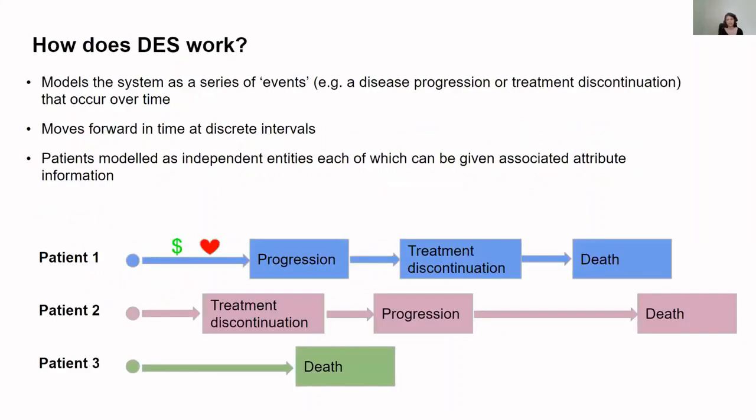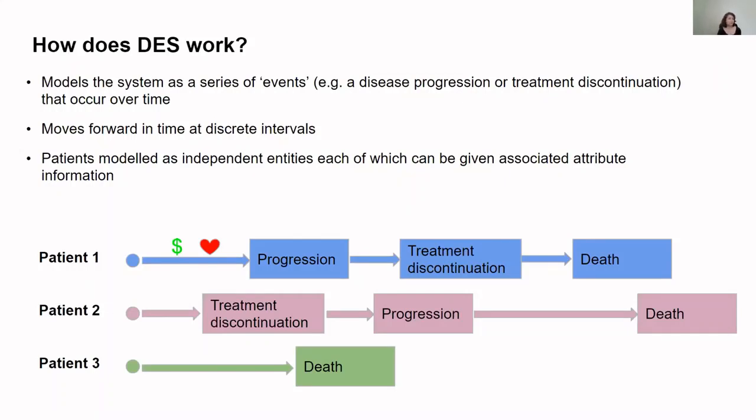So just to give a high-level explanation on discrete event simulation for those that are not very familiar with this methodology. Basically, this is a method that simulates a disease as a series of events that are happening over time. Events could, for example, be treatment discontinuation or disease progression. And within the simulation, the model clock is progressing in discrete time intervals at the times that the events are predicted to happen.